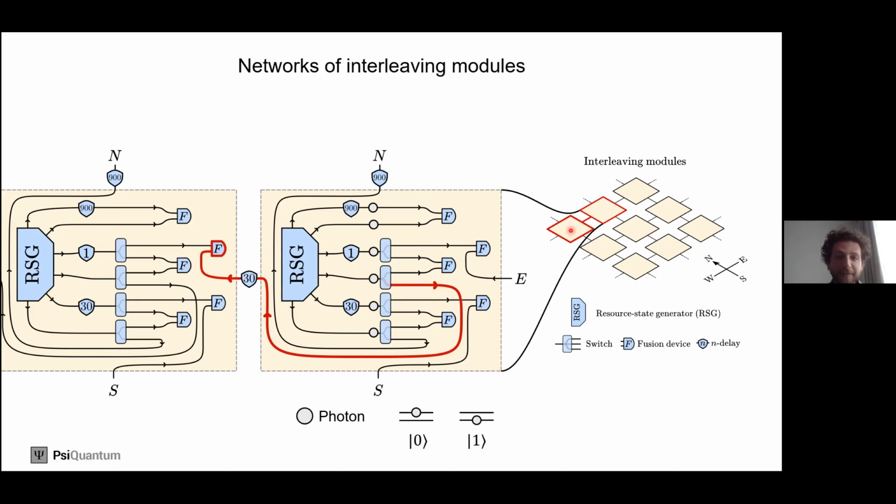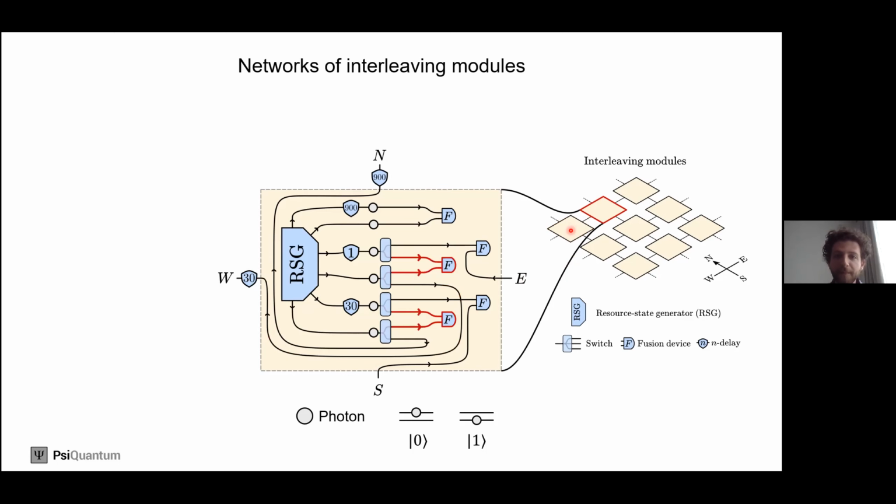Switches are the only active component in this architecture. So when we talk about hardware instructions for our quantum computer, they aren't physical gates on static qubits, but instead switch settings for every RSG cycle. Let's say we choose these switch settings. One way or another, photons always end up in a fusion device at the end of their life.